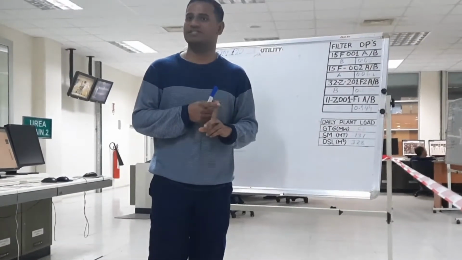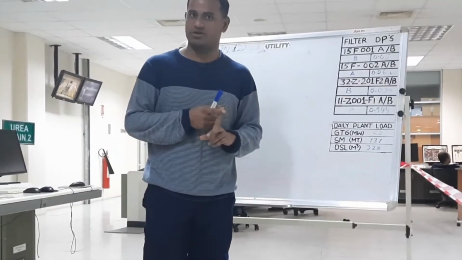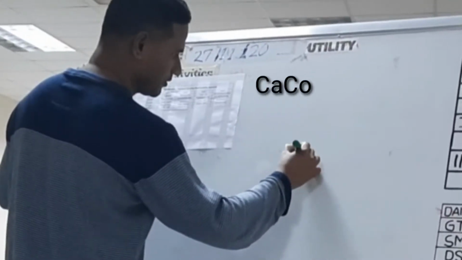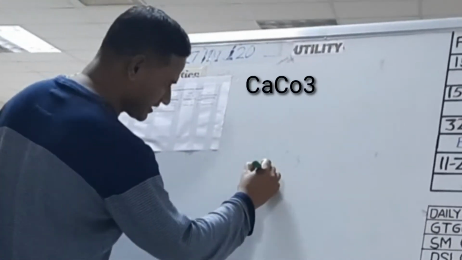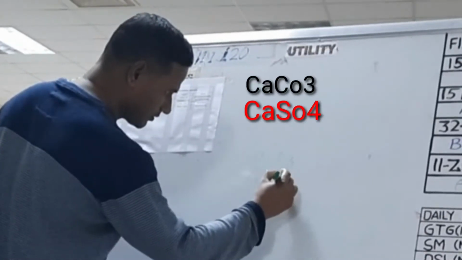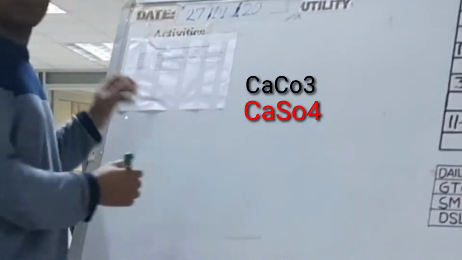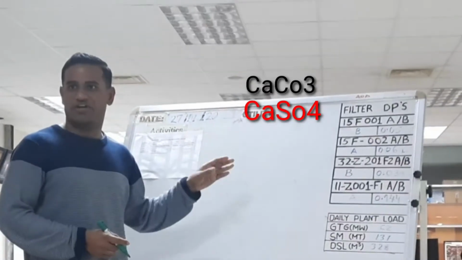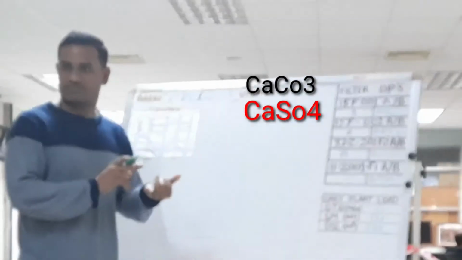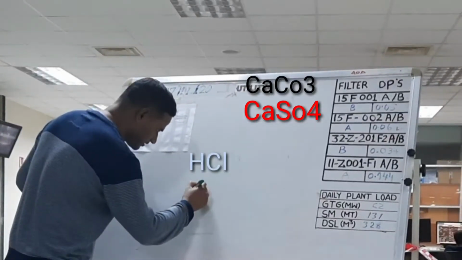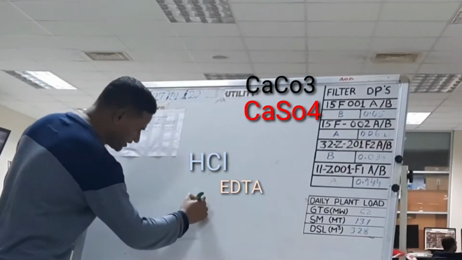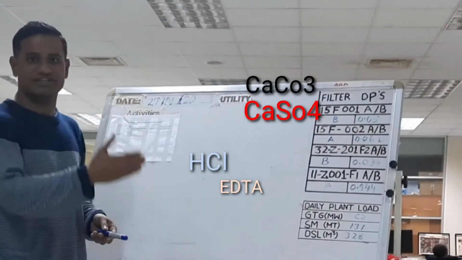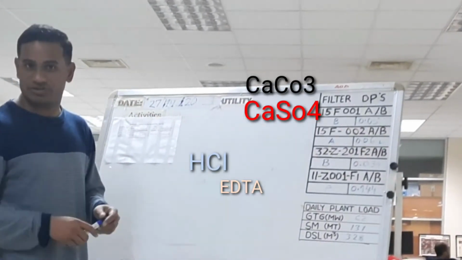Normally two types of scale form on the desalination unit: one is calcium carbonate, another is calcium sulfate. So for removing this calcium carbonate and calcium sulfate, we require two chemical cleanings: one is hydrochloric acid, another is EDTA. So how does hydrochloric acid work? How does hydrochloric acid remove the calcium carbonate or calcium sulfate?